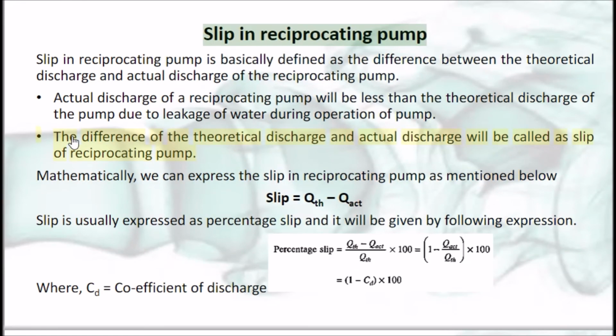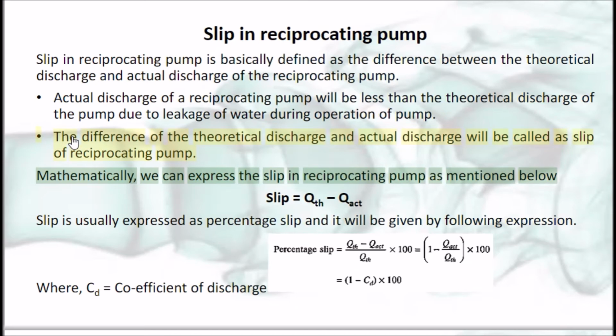Slip in reciprocating pump. Slip in a reciprocating pump is basically defined as the difference between the theoretical discharge and actual discharge of the reciprocating pump. Actual discharge of a reciprocating pump will be less than the theoretical discharge of the pump due to leakage of water during operation of the pump. The difference of the theoretical discharge and actual discharge will be called the slip of the reciprocating pump.